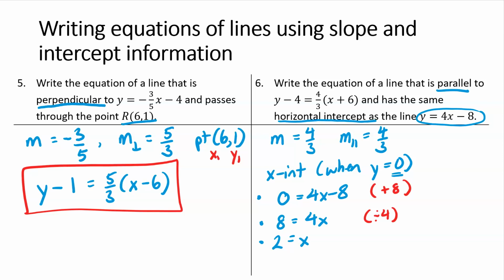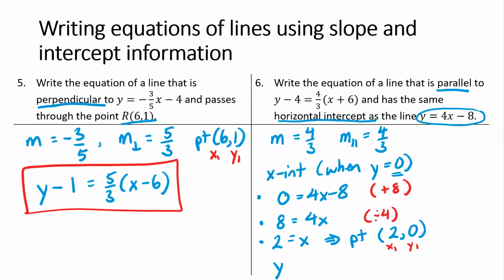So if your x-intercept is 2, you can use that as a point on the graph for point-slope form. Your point on the graph would be x value of 2, y value of 0. So when writing point-slope form, this is your x1 value, this is your y1 value. So what's point-slope form? y minus y1, in this case 0, equals the slope, 4/3, times (x minus x1, in this case 2), and that is your equation in point-slope form.